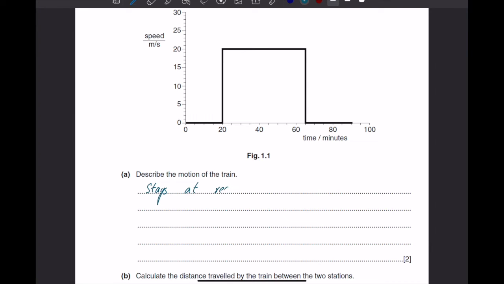Stays at rest till 20 minutes, moves with constant speed from 20 minutes to 65 minutes. And then comes to rest again.